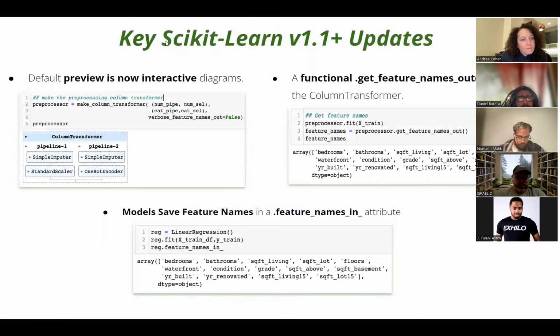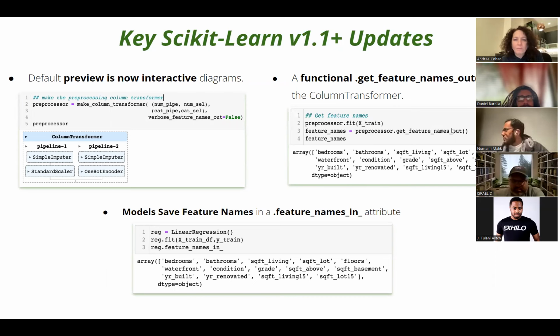So before moving ahead, these are the key scikit-learn version 1.1 updates. Earlier you used make_column_transformer when you did the pre-processing, and then sometimes you needed to get the feature names. You needed to do a lot of work in the earlier version. You needed to write down the steps, then you would get the feature names. But now in version 1.1, you can use the get_feature_names_out method to get the feature names directly from the preprocessor.